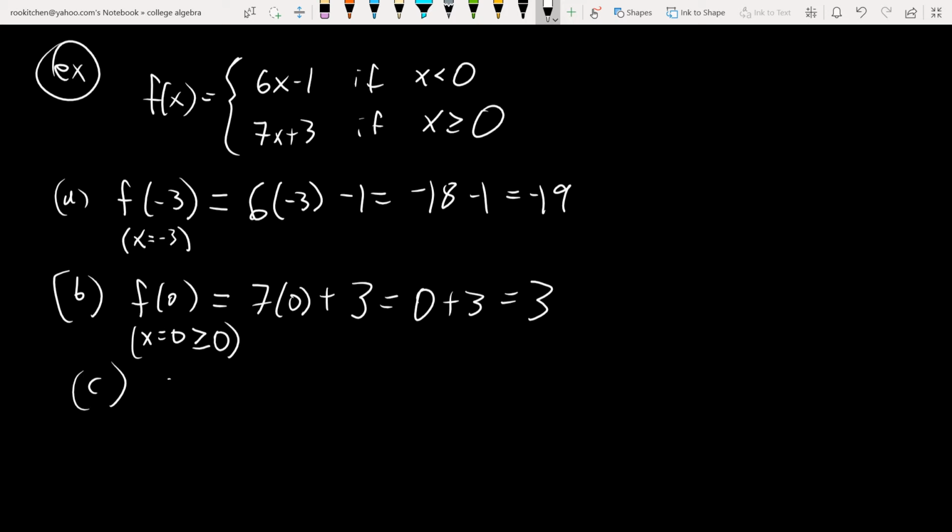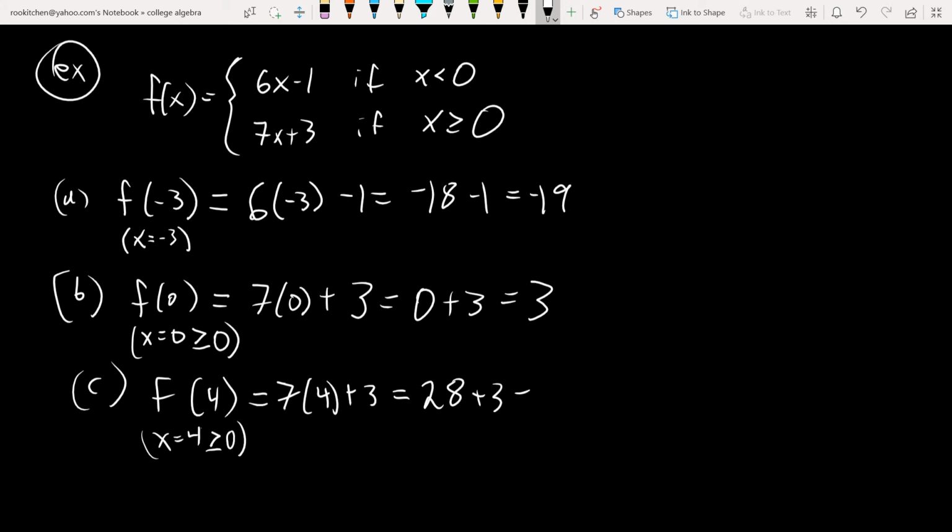Let's look at another. f of 4. So this time x equals 4, which is definitely greater than or equal to 0, right? So we're in that second interval, the 7x plus 3. I'm plugging in 4 wherever I see x. 7 times 4 is 28, plus 3 is 31.